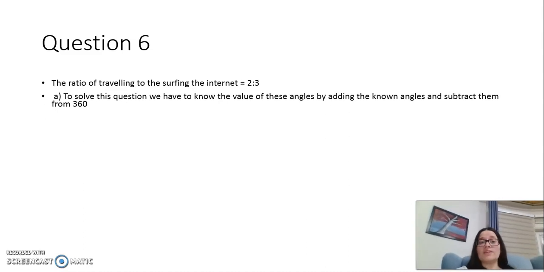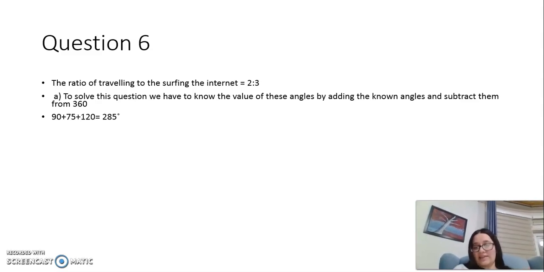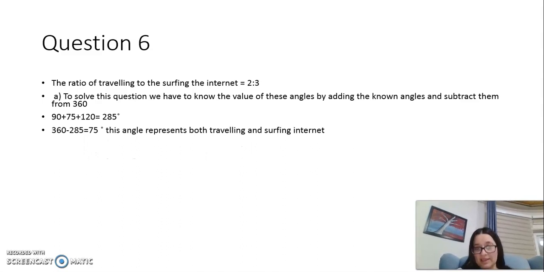So, to solve this question, we have to know the value of these missing angles by what? By adding the known angles and subtracting them from 360. So we are going to add the angle of homework, which is 90, plus the angle of the others, which is 75, and the angle of lesson time, which is 120. If we add them together, we get 285. So the angle of traveling and surfing the internet will be 360 minus 285, which is 75.